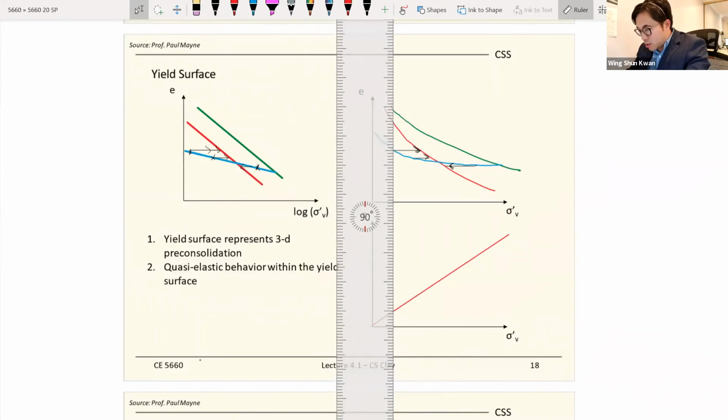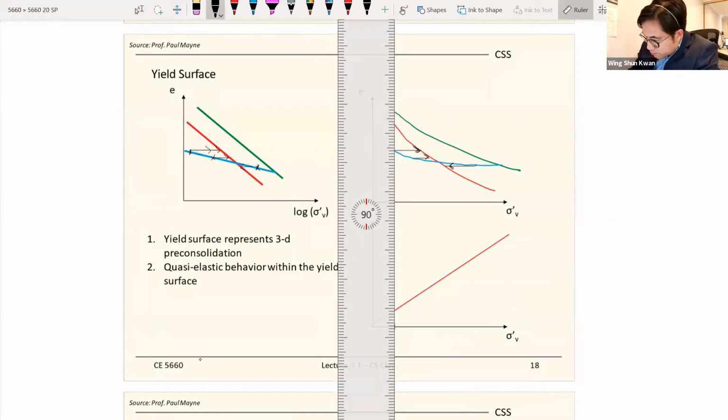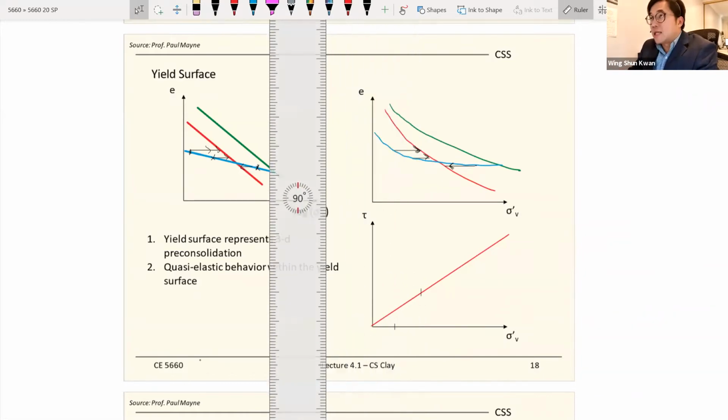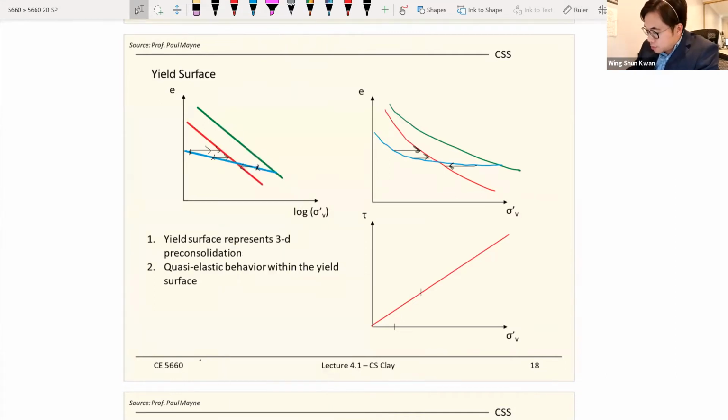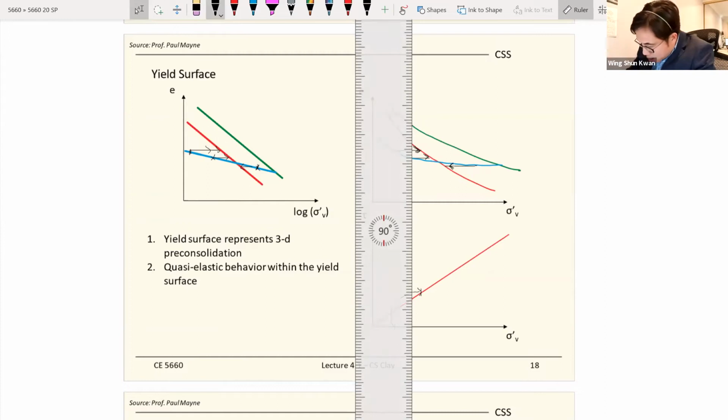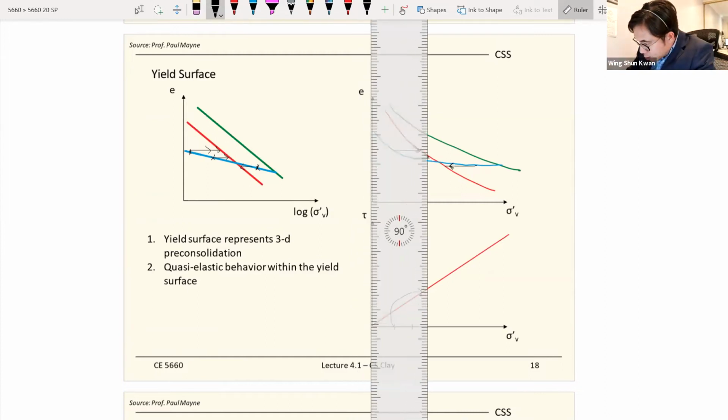So this is where we start, stress path number one. This is where we start, and this is where we end. It is at the overconsolidated side, and I pretty much generate a positive excess pore pressure, so you will go this way. Very similar for the second test. This is where we start, and this is where we end.